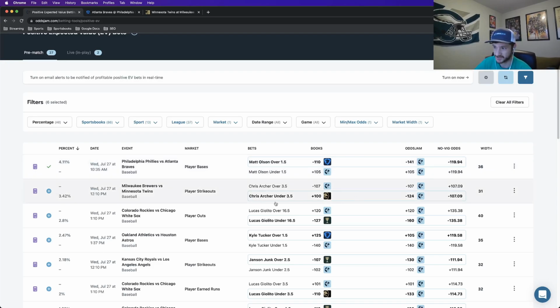The next one is a strikeouts prop, Chris Archer under 3.5 at +100 on BetMGM. The OddsJam line prices this one at -124. The Novig odds have it at -107 and only 31 cents in market width. So everything is within range there, 3.42% profit margin. So again, $100 on this one, $3.42. Add those two together, that's what, $7.53 over the course of 2 bets.